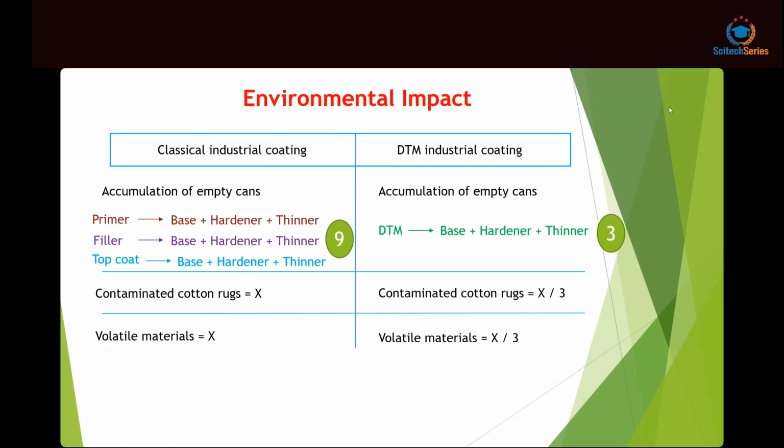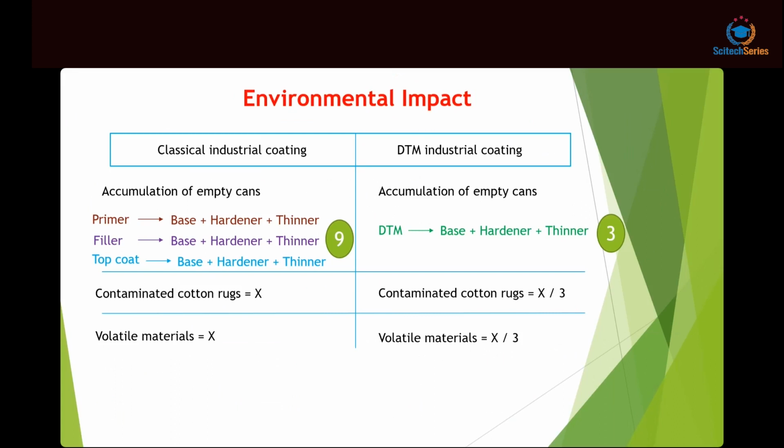And the contaminated cotton rags: when you do one coating, let's say primer, after the primer we have to clean our utensils, so we use some cotton rags. Let's say the cotton rag weight is X, but with direct to metal it is X divided by 3. That means we save one third of the waste materials. We save a lot of materials.